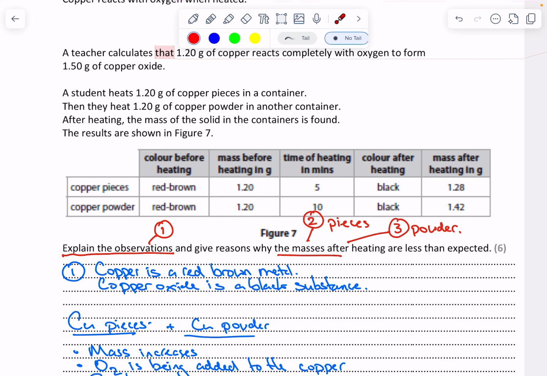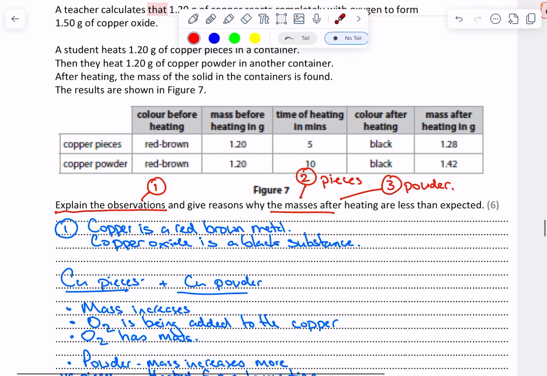Okay, so let's just go through that. First of all, let's do the observations, then we look at the masses, and we look at the pieces and the powder separately to work out why they change and why it's less than expected. So first of all, observations.